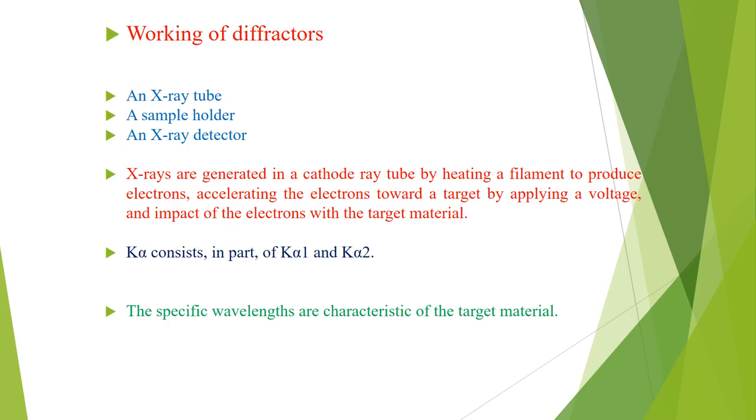These spectra consist of several components, the most common being K alpha and K beta. These are X-rays which are generated by different shells present in the atom, and K alpha consists in part of K alpha 1 and K alpha 2, and K alpha 1 has a slightly shorter wavelength and twice the intensity of K alpha 2. The specific wavelengths are characteristic of the target material.